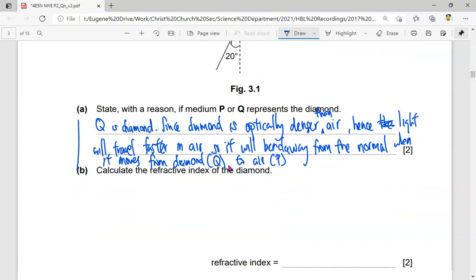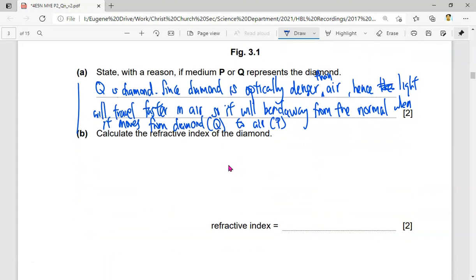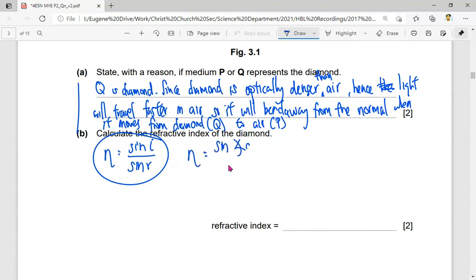Next, part B. Calculate the refractive index of the diamond. So n = sine i over sine r. For those of you in my class, you realize that I don't like to use this formula. I will do some modification here, because to find n, what you're using is sine of the angle in the air over sine of the angle in the medium. In this case, it will be diamond.